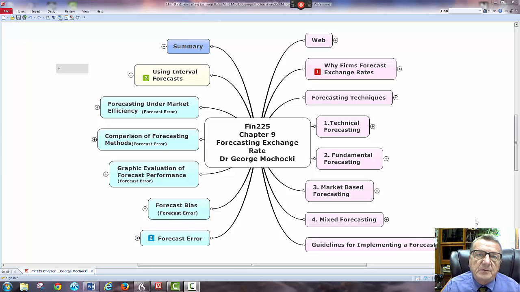Today we're going to be doing Chapter 9, Forecasting Exchange Rates. That's important because remember, when do I bring currency back into the parent MNC, or when do I leave currency there, or when do I pay for my bills, and which denomination do I want to utilize? Which one will minimize my overall costs?